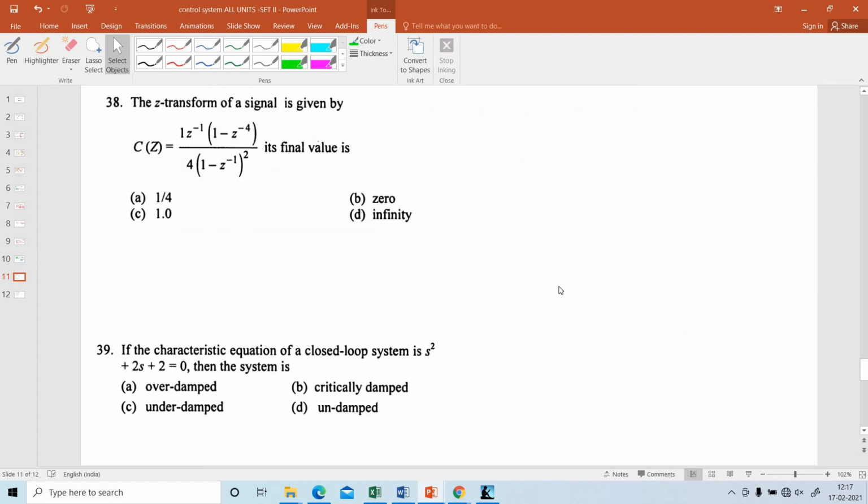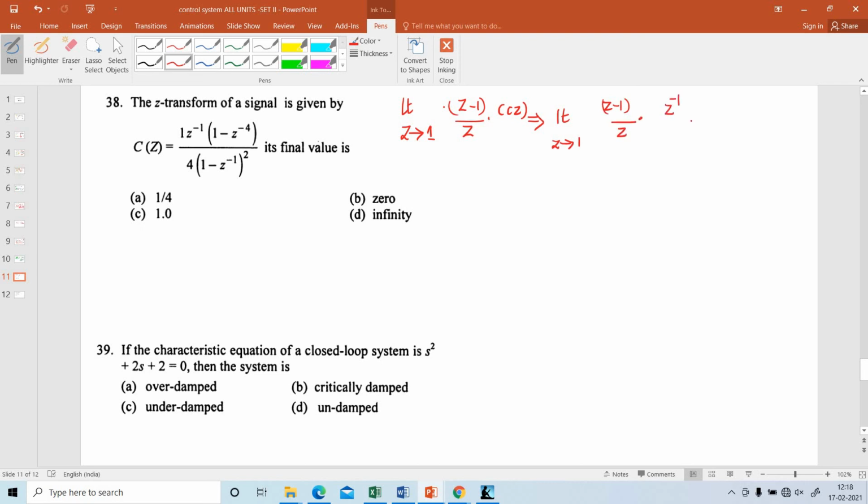Next problem, 38. The Z transform of the signal is given by C of Z equal to Z inverse into 1 minus Z power minus 4 divided by 4 into 1 minus Z power minus 1 the whole square. Its final value is? How to find out the final value? The formula to find out the final value is limit Z tends to 1, Z minus 1 by Z into C of Z.